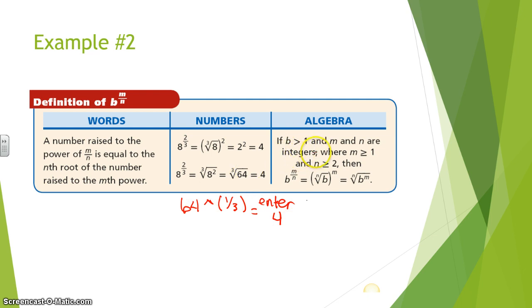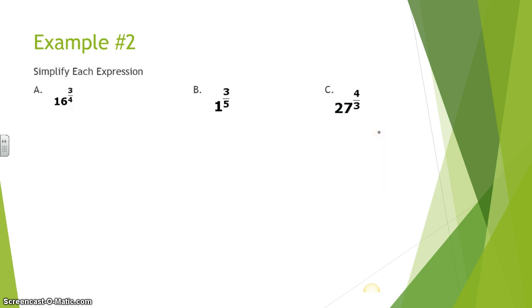If b is less than 1 and m and n are integers, where m is greater than or equal to 1 and n is greater than or equal to 2, then we have b to the m divided by n equals the nth root of b to the m power. So I know this is a lot, so let's look at some examples dealing with these exponents and the roots, and setting it up and solving here.